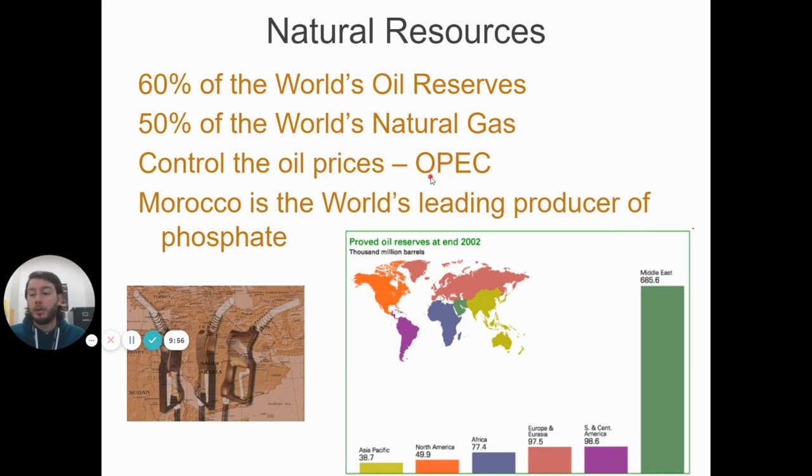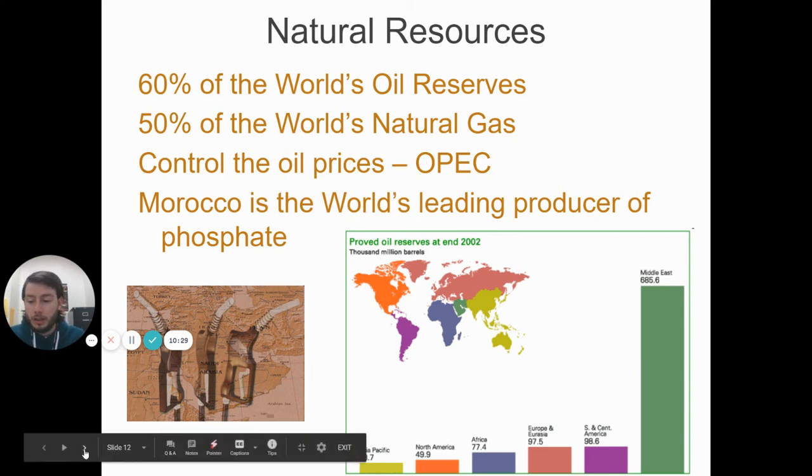They control the price of oil because they produce so much of the world's oil. They can set the price and no one can undersell them because they don't have enough supply. So if they tried to sell oil cheaper than OPEC, OPEC could crush them because they have more oil, because then they could undercut the person who undercut them and completely wipe their supply out. So OPEC has a lot of power and clout in the international world. They throw their weight around a lot. And then Morocco is the world leading producer of phosphate.